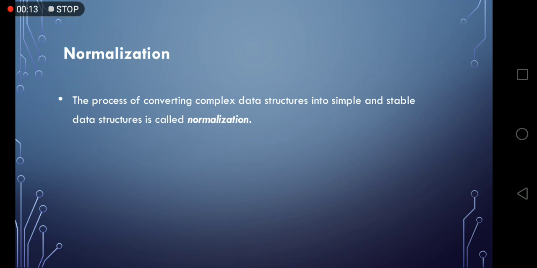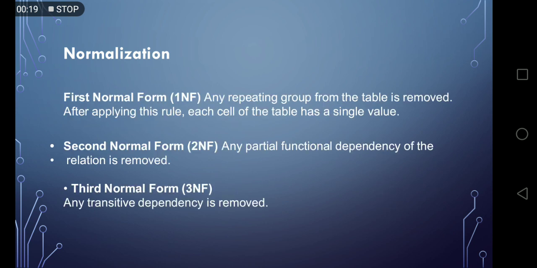Normalization is a process of converting complex data structure into simple and stable data structure. Normalization forms. There are three basic normalization forms: first normal form, second normal form, and third normal form.